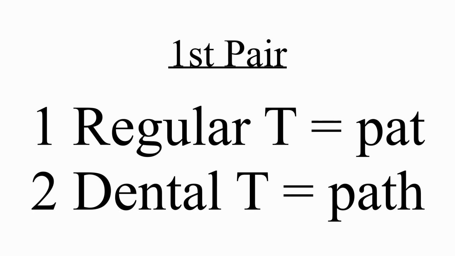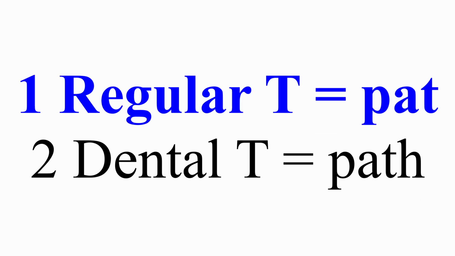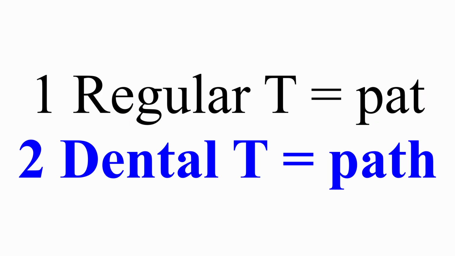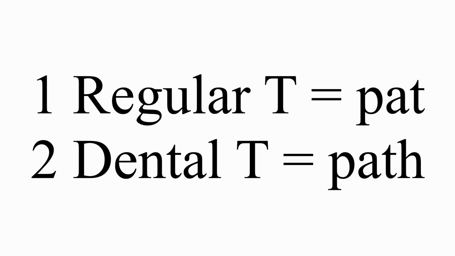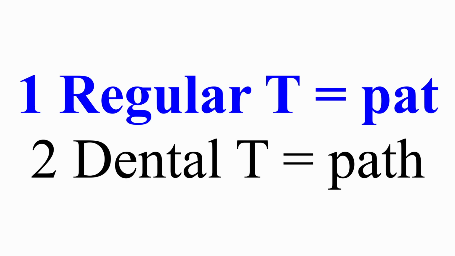Let's go ahead and jump into the 1-2 game. And our first pair will be pat and path, but with a dental T, so it will be pat. Ready? Pat. 1. Pat. Path.